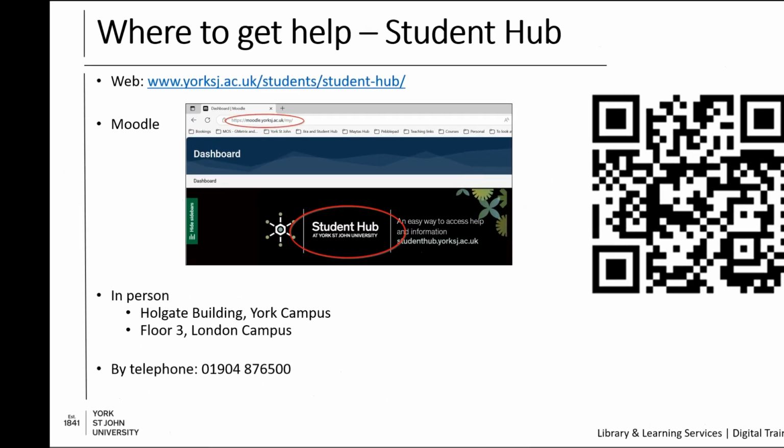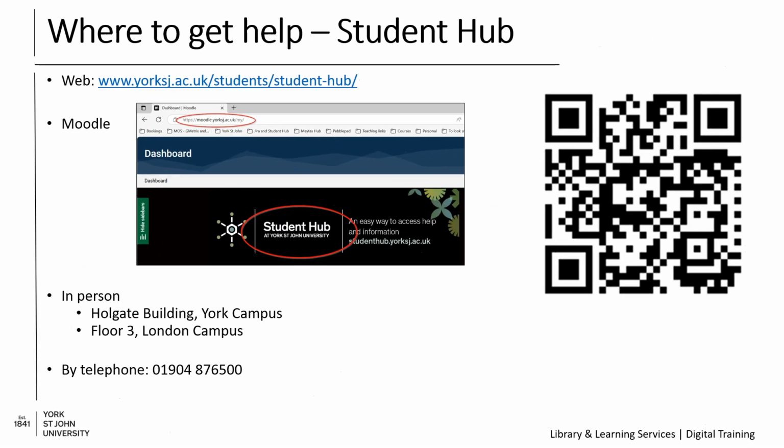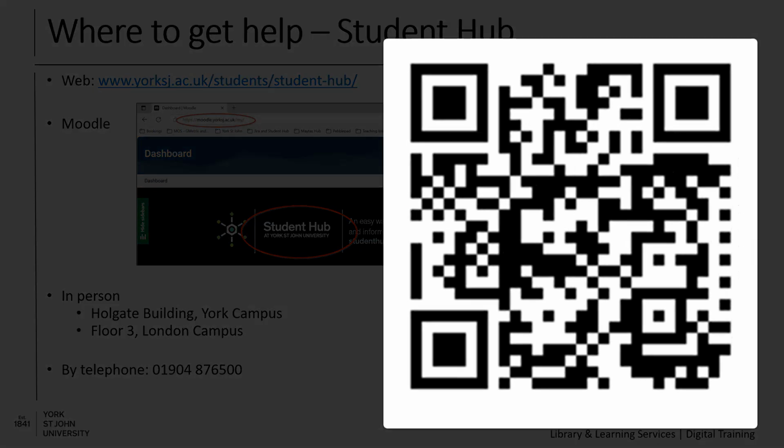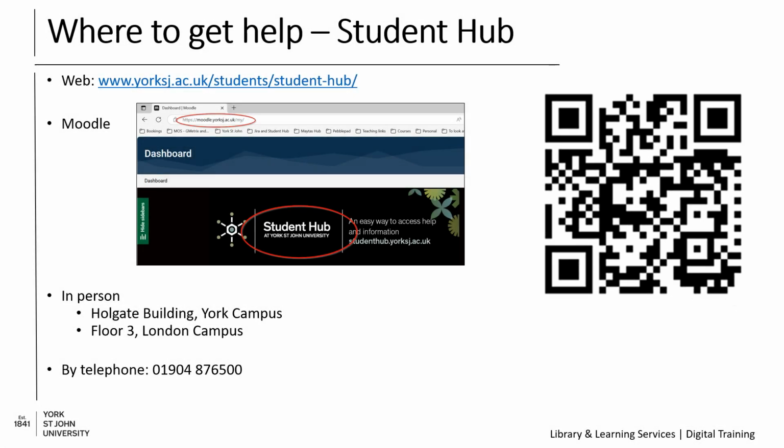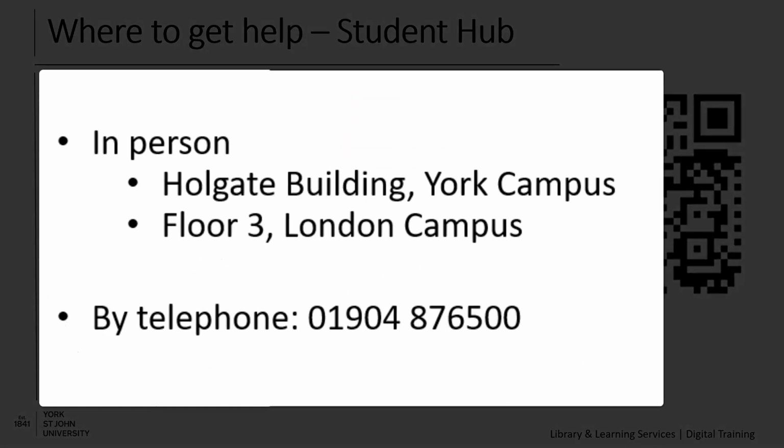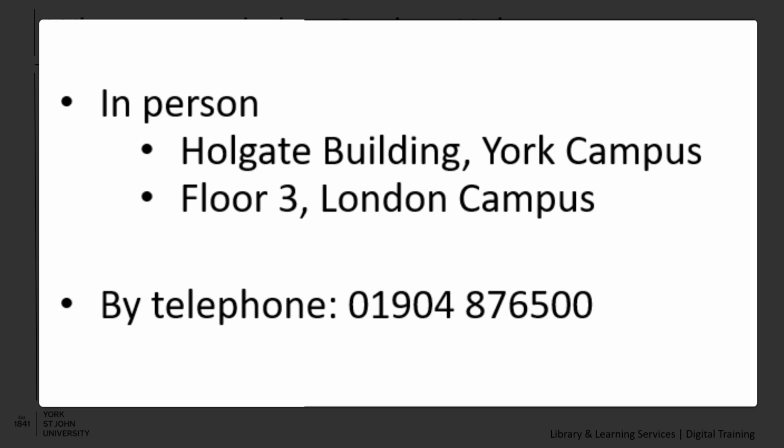For everything else that isn't an IT training query, you should contact the Student Hub. You can go to their web page, which is given with the QR code here. You can link to them from Moodle. You can go in person to the Holgate building on the York campus or floor 3 on the London campus, and by telephone for both campuses on 01904 876 500.